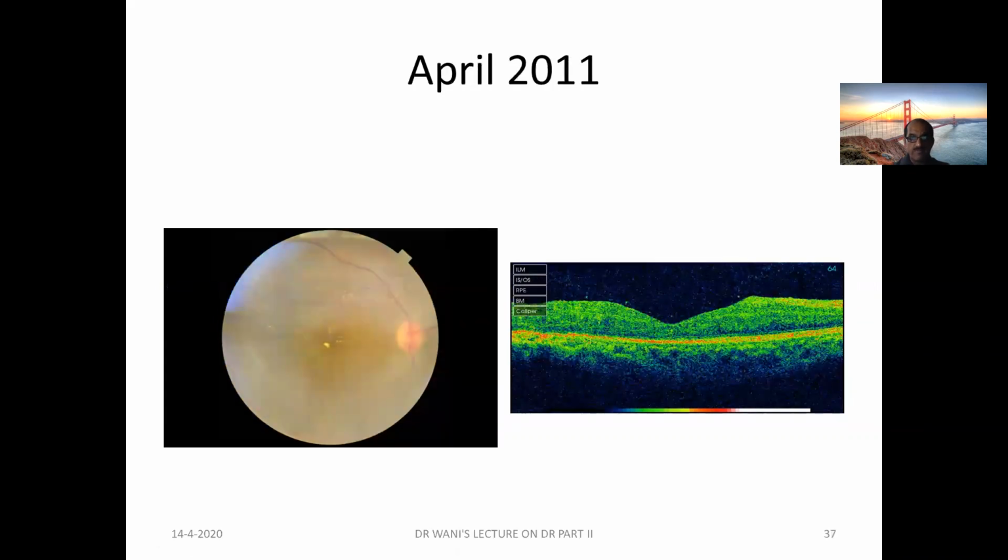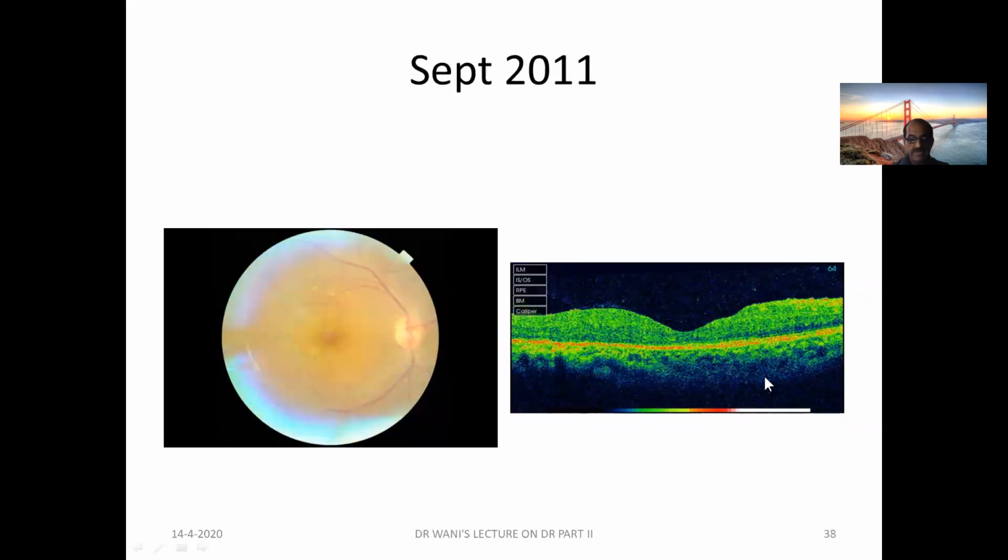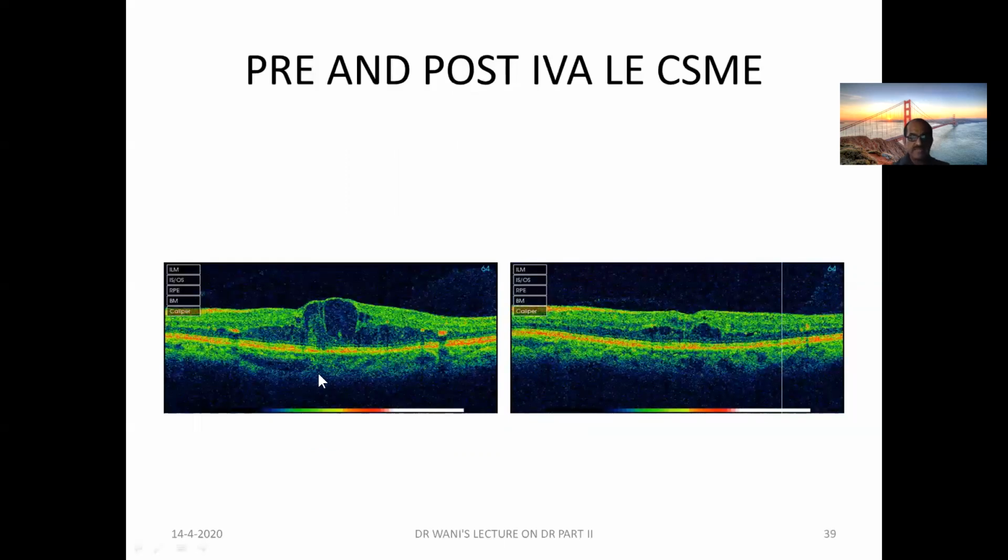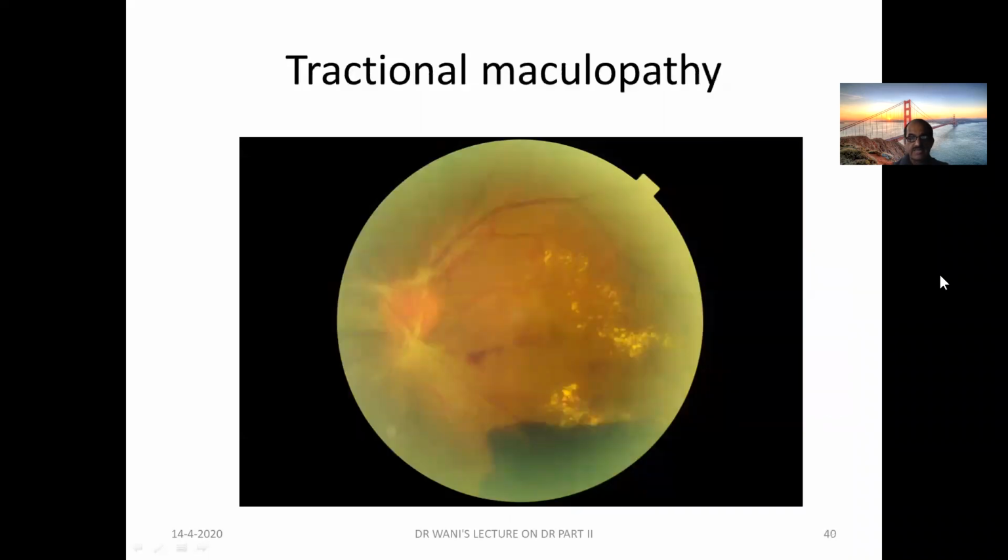Now see, we followed him up further in April. You can see the hard exudates have come down and the edema has come down. And in September 2011, everything has gone after the rigorous anti-VEGF treatment. Another example, so you can objectively see that there are cystoid changes. Clinically, you may not be able to make the difference between these two, but the OCT shows very clearly that the edema is reduced.